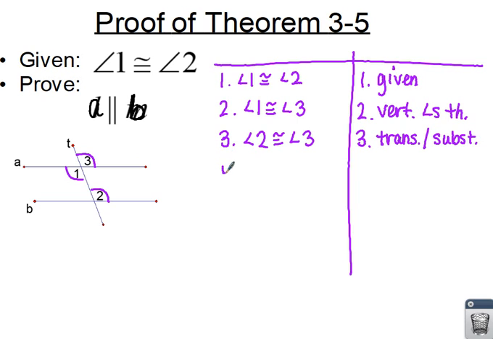Alright, so if we have angle 2 congruent to angle 3, that means that our lines have to be parallel because angle 2 and angle 3 are corresponding angles, and if the corresponding angles are congruent, then our lines are parallel. So that would be converse of corresponding angles postulate. Anytime you're doing a proof, and your last line or your proof step is to show that the lines are parallel, then it's going to be a converse of something. And then we just figure it out from there.